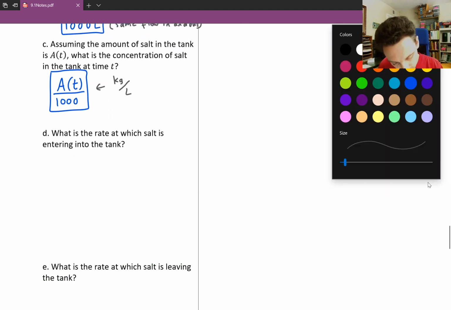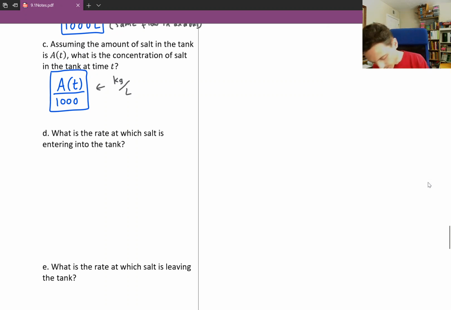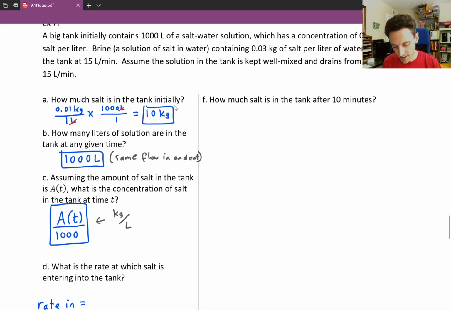Well, the rate at which salt is entering the tank, which we're going to write as rate in. There, you're going to be thinking, how many kilograms of salt are entering the tank every minute? That's what it's asking for here. Why minutes? Because it seems like our units here for time are in minutes.